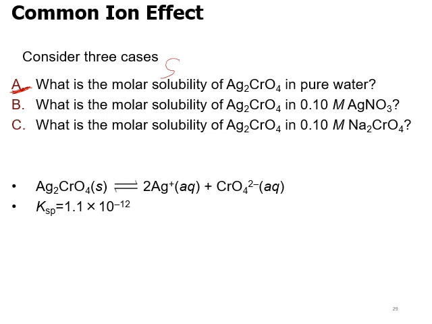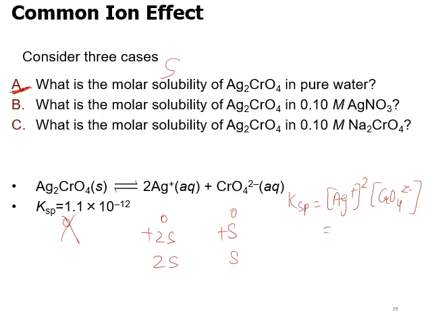You can write your equation, which is right here. Ag2CrO4 is going to dissociate to produce 2 silver ions and 1 chromate ion. Initially, this is going to be 0, 0, plus 2s, plus s. That would give us 2s at the end and s at the end, right? So what would be my expression of Ksp in this case? Ksp would be the concentration of silver ion squared times the concentration of chromate ion, which would be (2s) squared times s, which is 4s cubed.